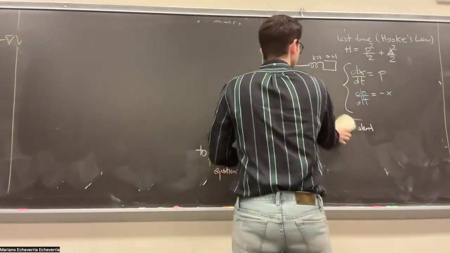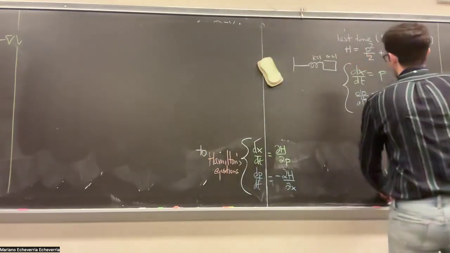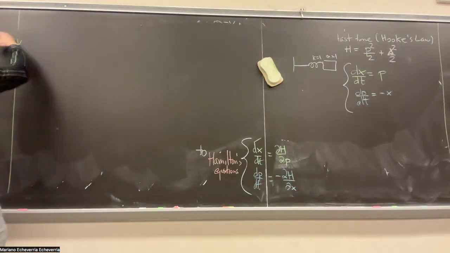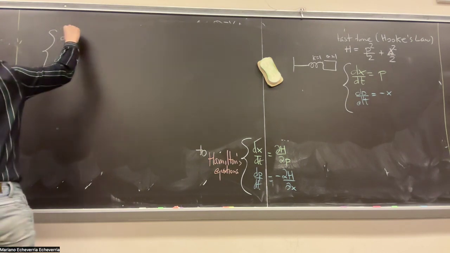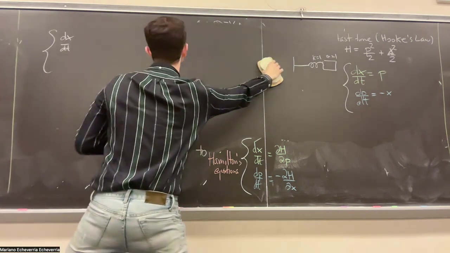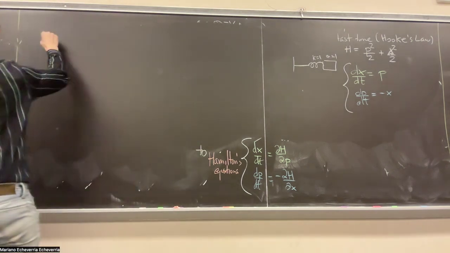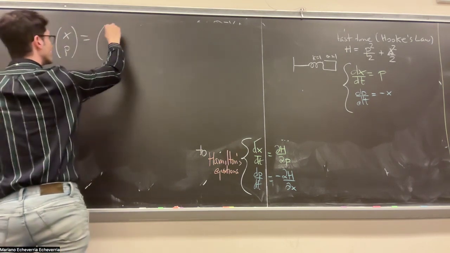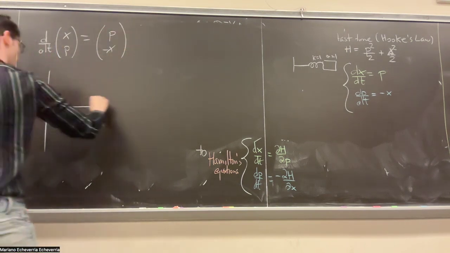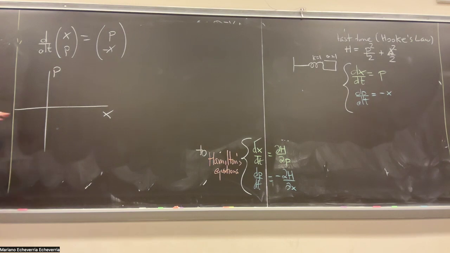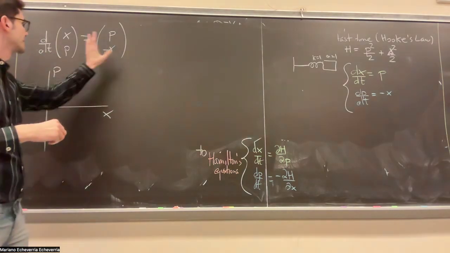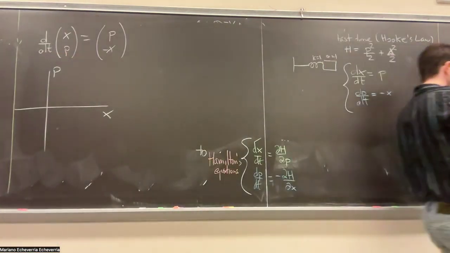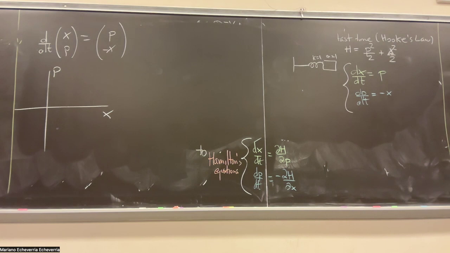I don't want to erase this too, but if you look at these two equations, write them in vector notation. Right, so the phase space is just the first axis is x, the second axis is momentum, right? So you're looking for the derivative with respect to time to be equal to this vector, right?